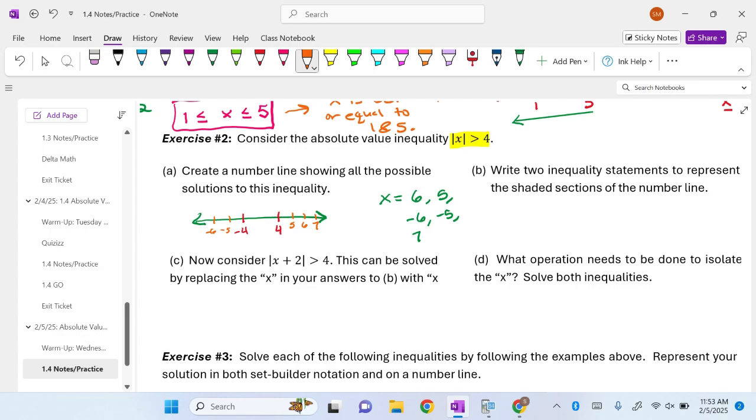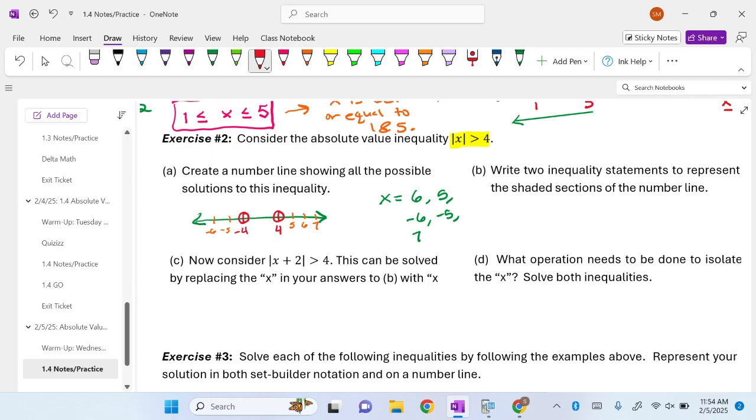So the reason that I started at -4 and +4 is because that's where my circles are going to go. Now, in this case, would they be open or closed circles? They'd be open because it's not equal to. So we're saying that it gets infinitesimally close to 4, but it never actually hits 4.